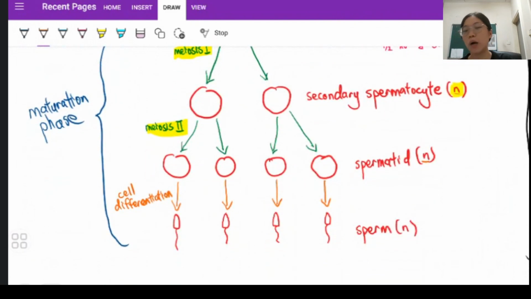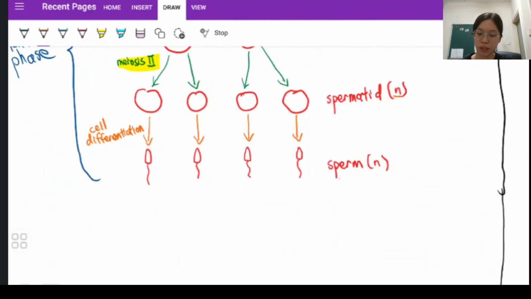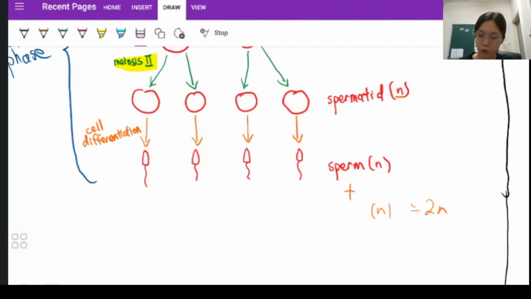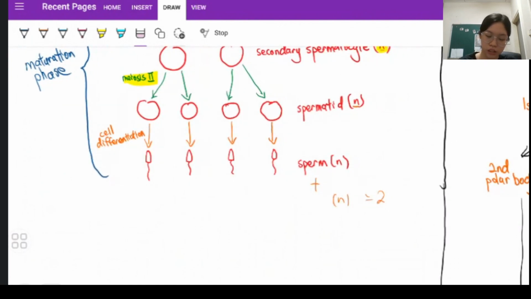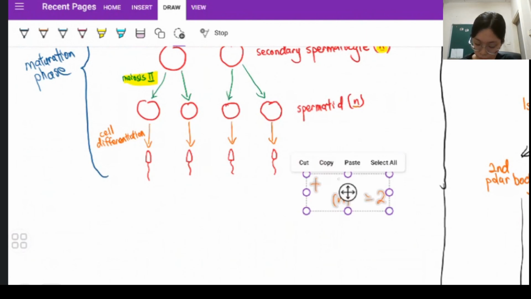That's the reason why our gamete has a haploid number, because sperm plus your ovum, also n, become a diploid zygote, which is 2n. We don't want the child to suddenly become 4n. Very scary, right? That's the reason why meiosis is involved in the production of the gamete.